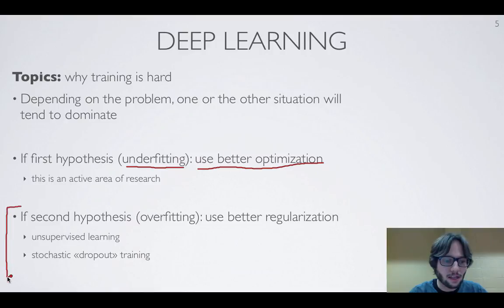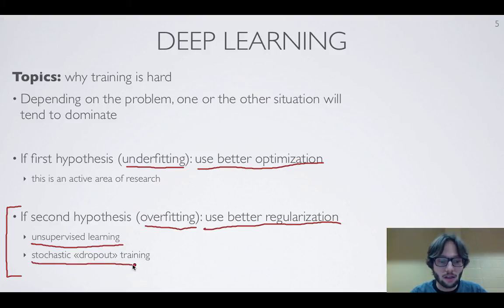We're going to talk more about the second hypothesis, overfitting, which in my experience tends to be more prevalent in problems where, say, we're doing classification, which is the main topic of this class. The approach is essentially going to be to use better regularization methods for deep neural networks. We'll look at two types of regularization approaches, one based on the incorporation of unsupervised learning in the training procedure, and another based on the use of so-called dropout training, which we can understand as a way of improving regularization in deep neural networks.